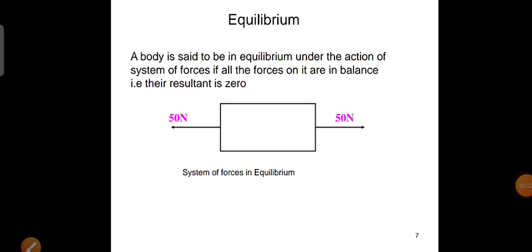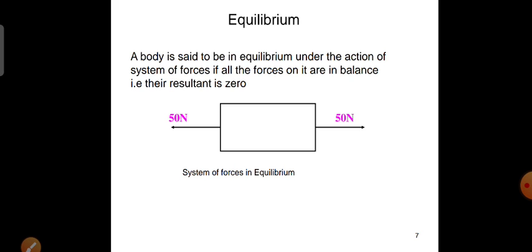So today we are going to discuss equilibrium and triangle law, polygon law and Lami's theorem. So coming to the equilibrium, a body is said to be in equilibrium under the action of system of forces if all the forces on it are in balance, that is the resultant is 0.